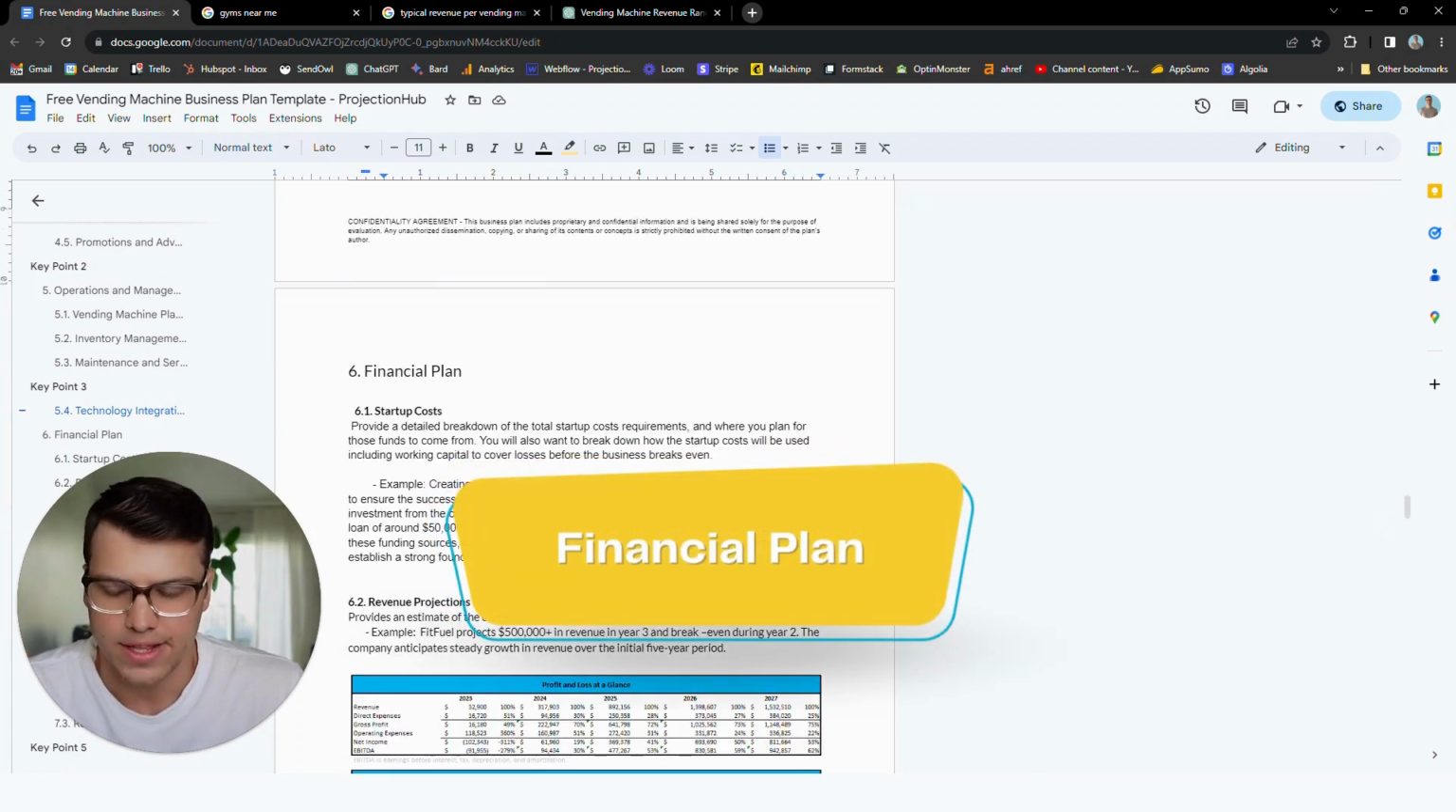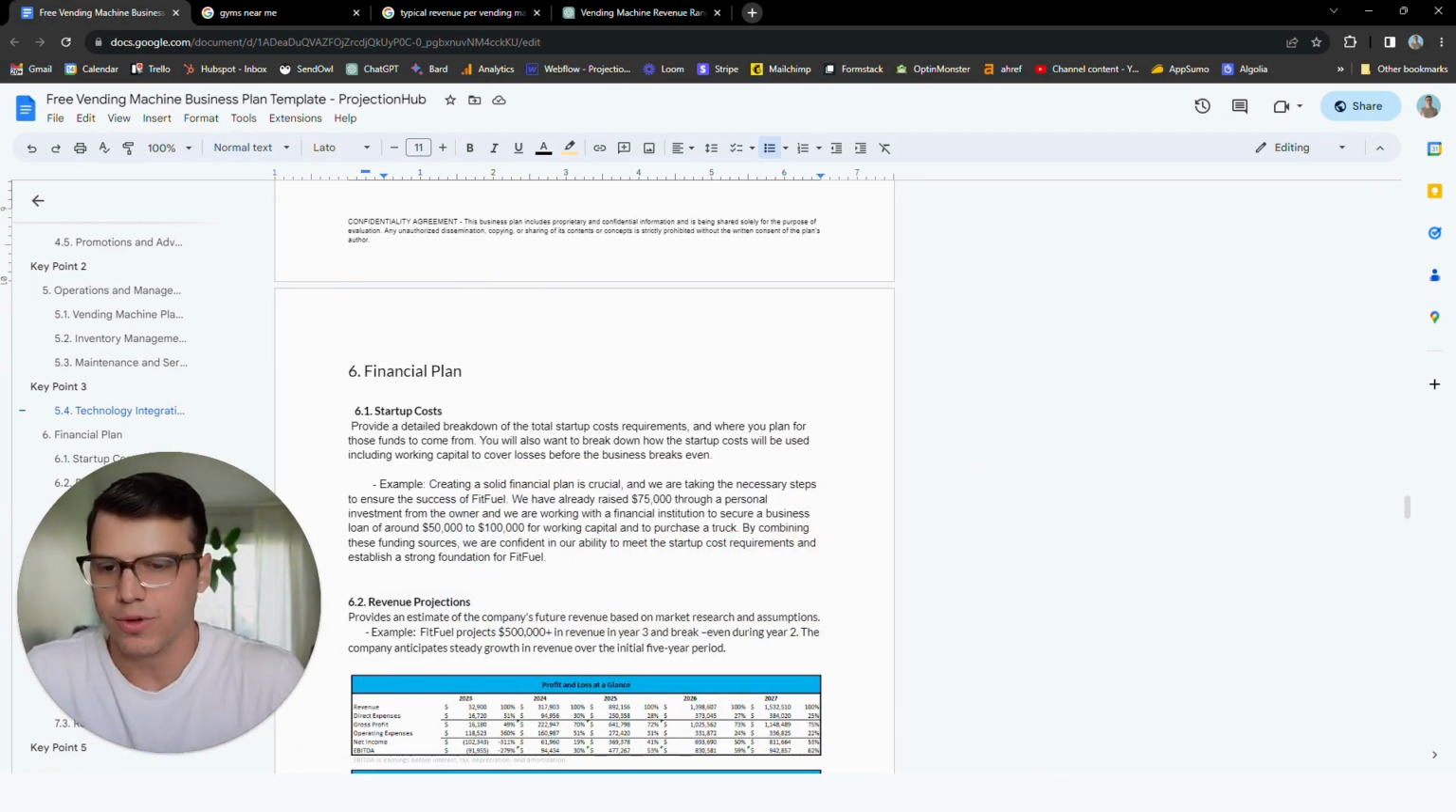And financial plan. All right, this is the big one. And obviously we're a little biased at Projection Hub. What we do is financial projections. But even when I was a lender, financial projections were by far the most important part of the business plan and what we would spend a lot of time reviewing and making decisions based upon.